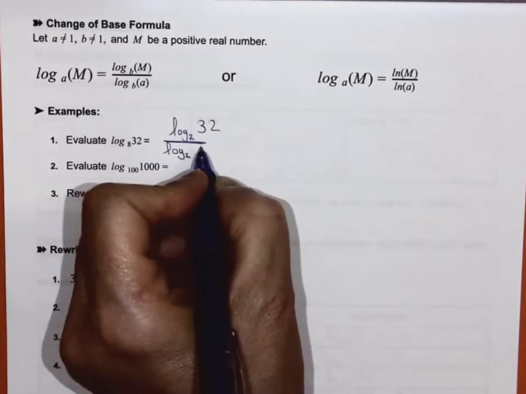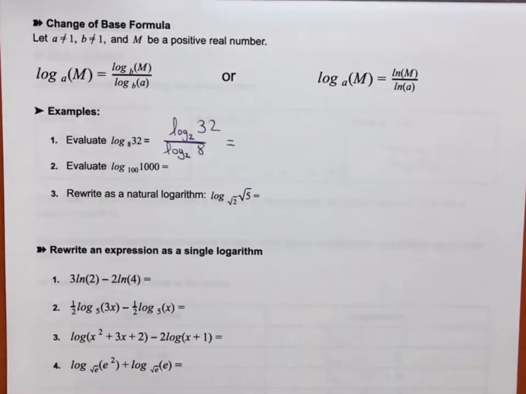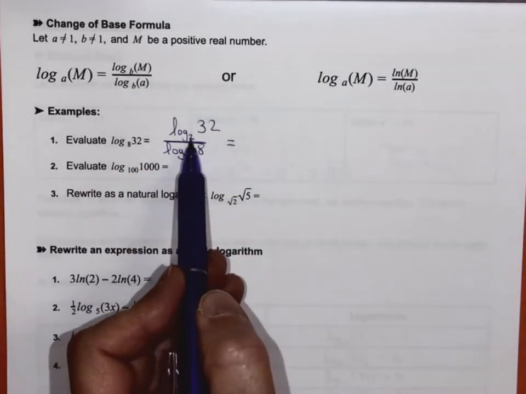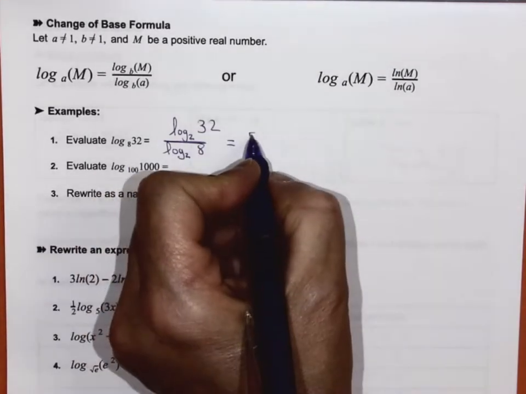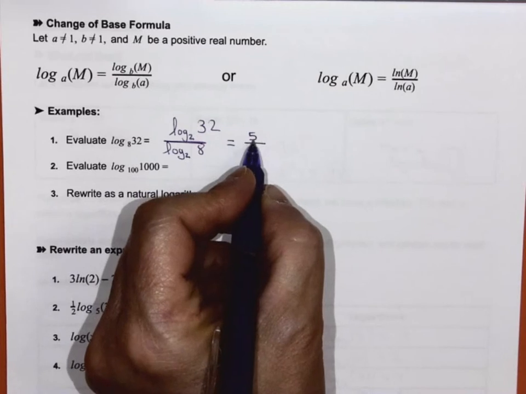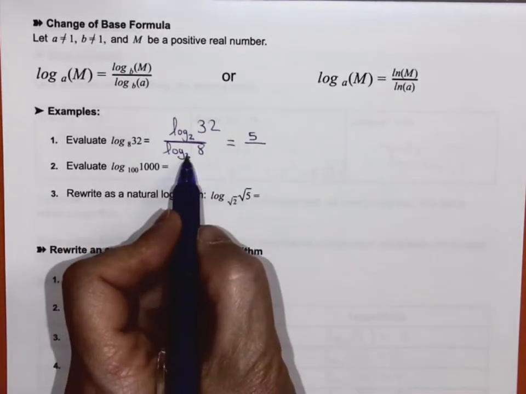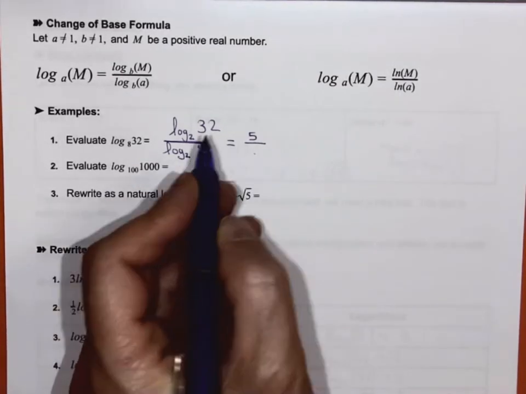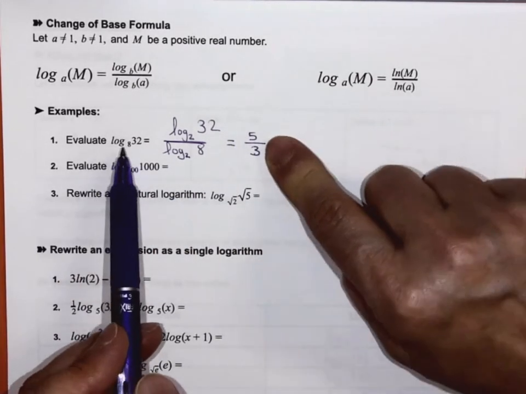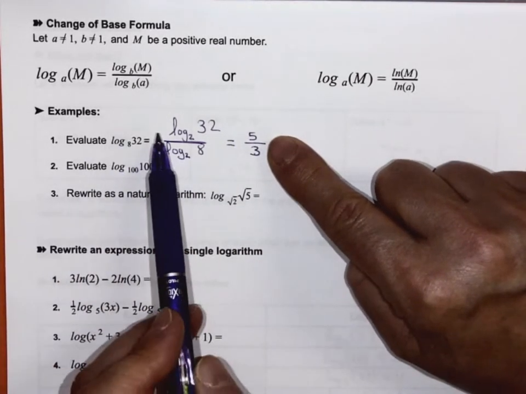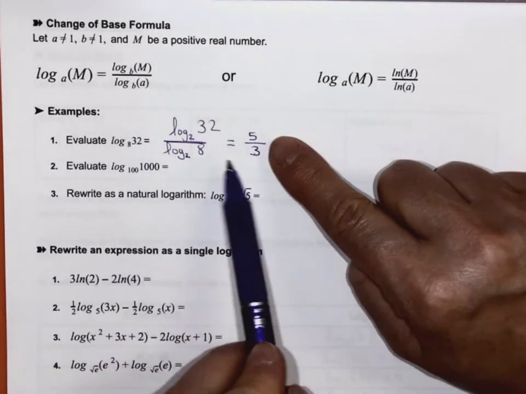And see how now I don't even need to touch my calculator, because look what this is saying. It says 2 to what power gives you a 32. And we know that's a 5, right? Because 2 to the 5th power is 32. And this one says 2 to what power gives you an 8? And we know that's 3. So the answer would be 5/3. Now, if you put this in your calculator, no matter what, you're going to get 5/3, right?